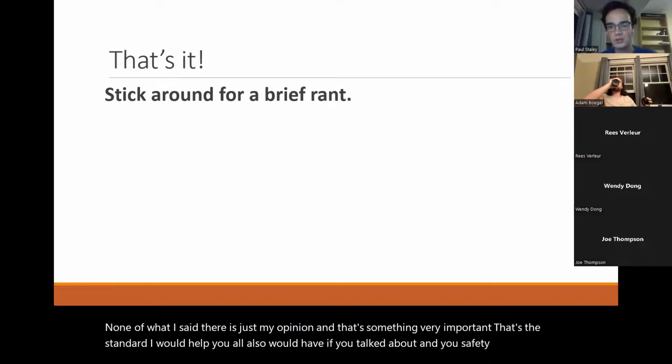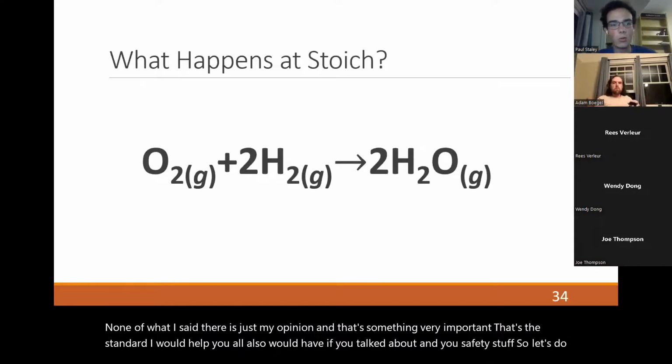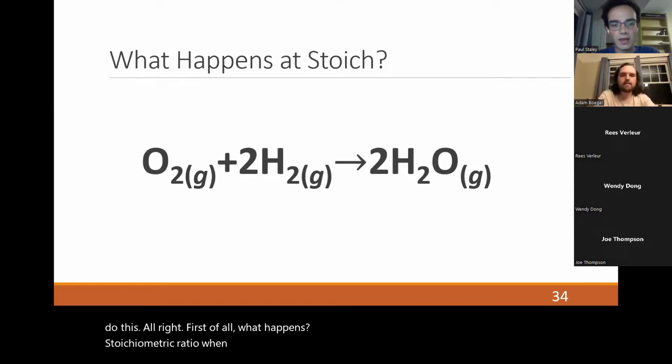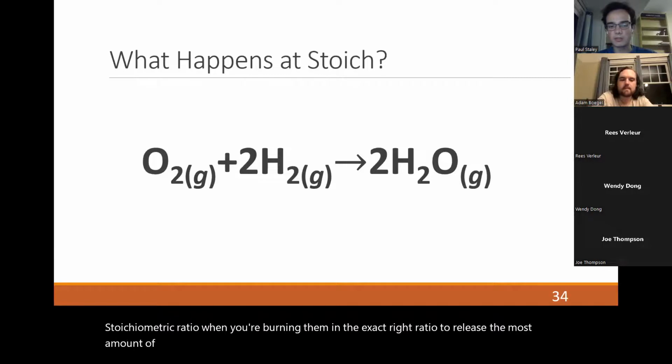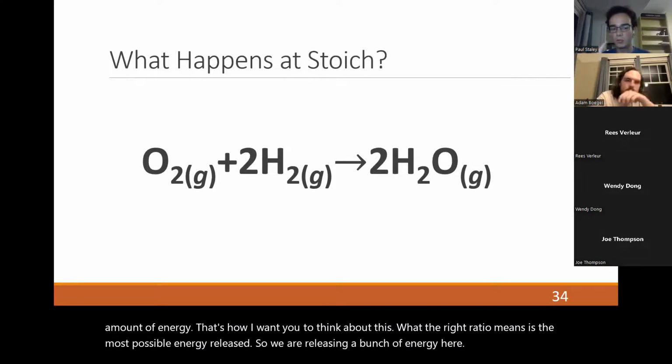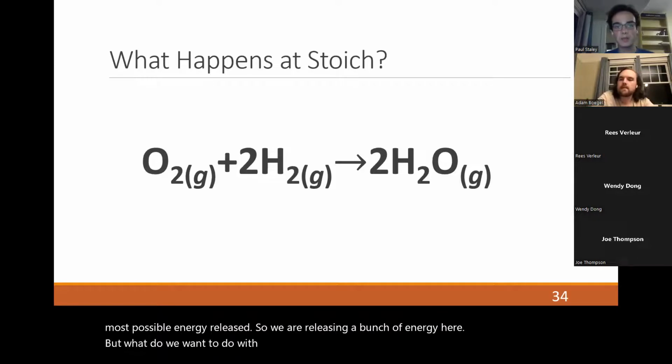So let's do this. All right. First of all, what happens at stoichiometric ratio, when you're burning them in the exact right ratio to release the most amount of energy? That's how I want you to think about this. What the right ratio means is the most possible energy released. So we are releasing a bunch of energy here. But what do we want to do with that energy? We want to make something go fast. That's our goal, not total amount of energy.